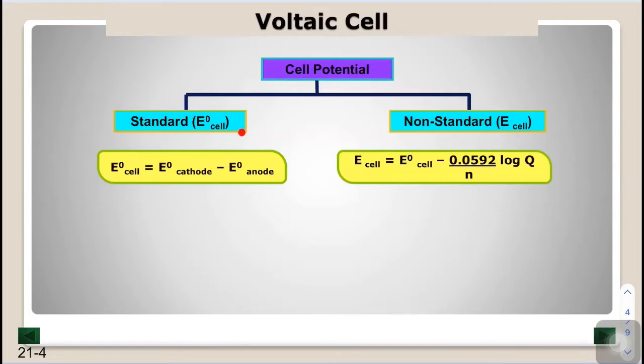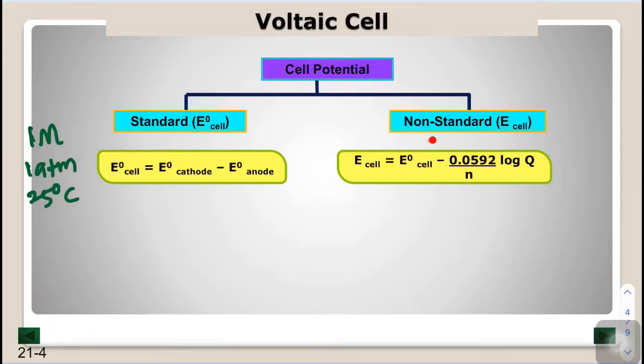The standard condition is when the aqueous solution is 1 molar, the pressure is 1 atm, and the temperature is 25 degrees. These are the standard conditions. So if the system is at the standard condition, to calculate the E cell or the cell potential, we use this equation: E naught cell equals E naught cathode minus E naught anode. This naught symbol shows that this process is at the standard condition.